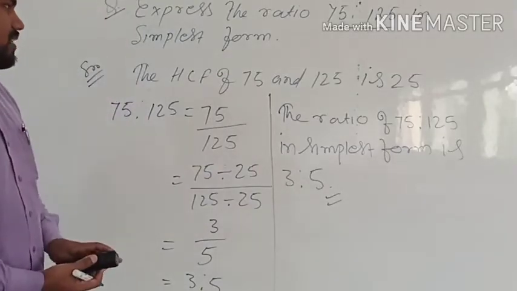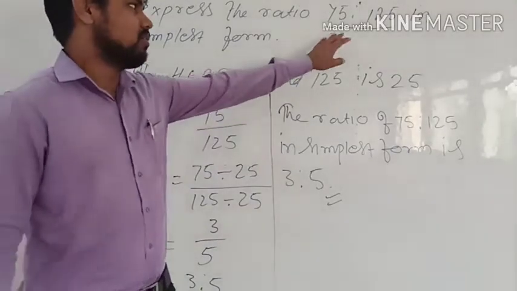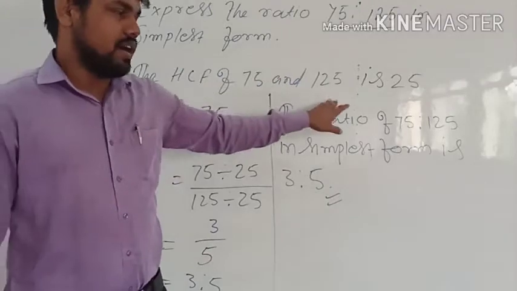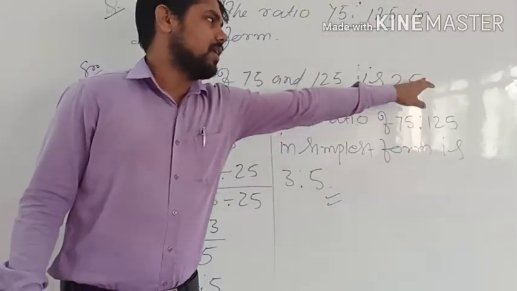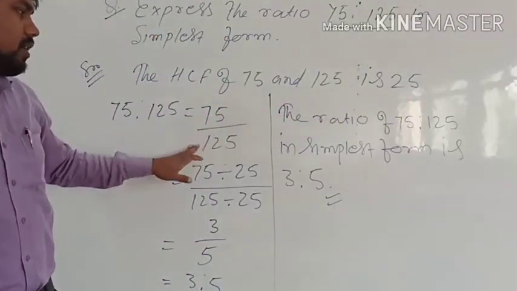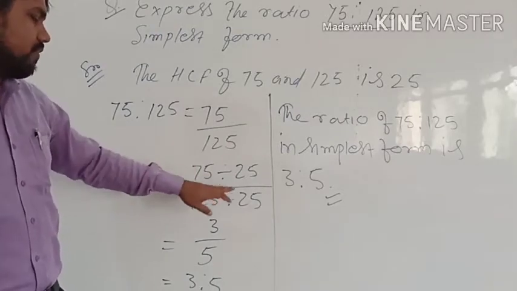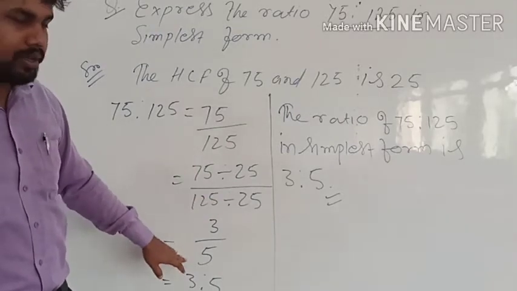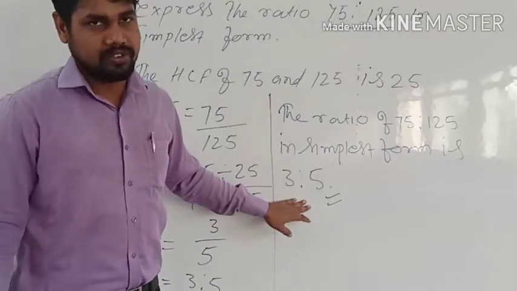So this is how, very simply, whenever two numbers are given, first you have to find the highest common factor. After finding the highest common factor, whatever number comes, you have to divide both numbers by that number. Okay, so I have divided both numbers by that number, and whatever numbers come will be the simplest form. Okay, very easy.